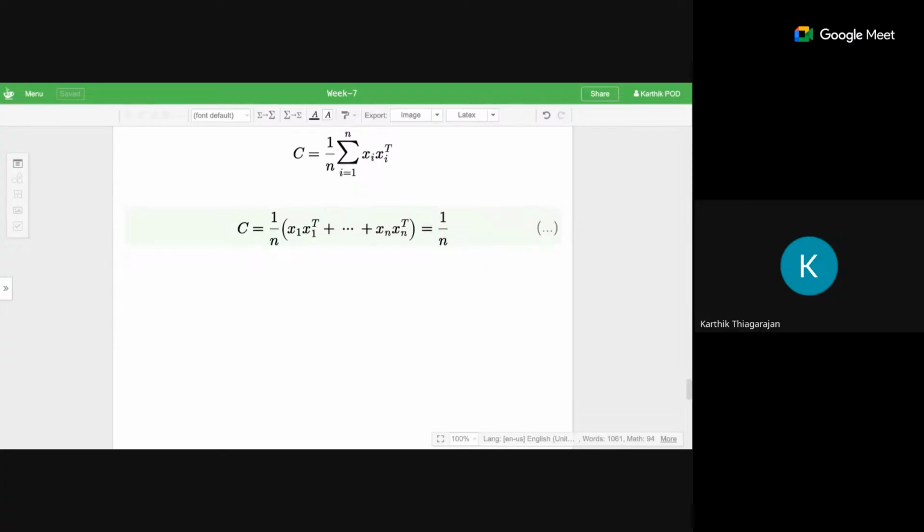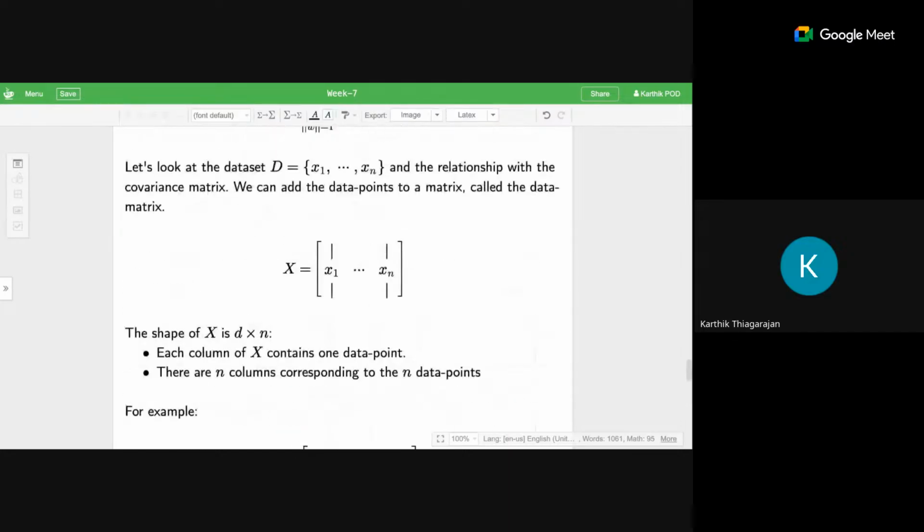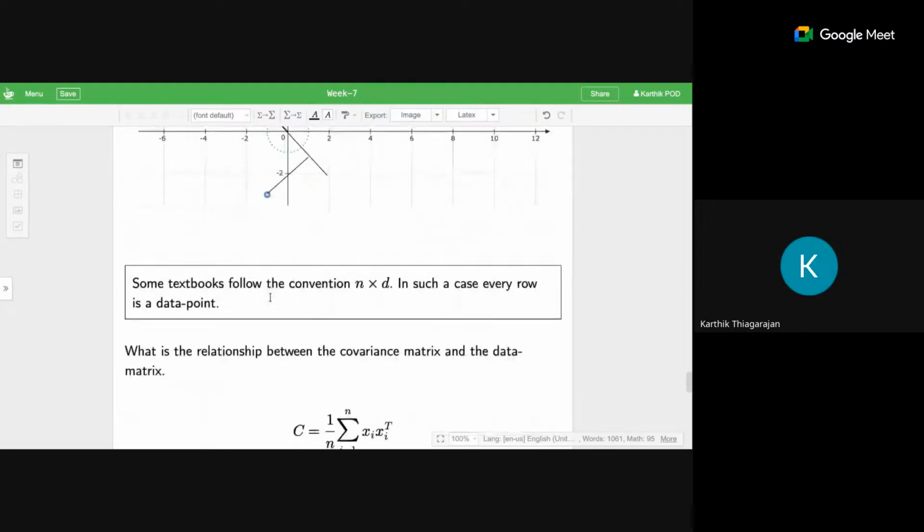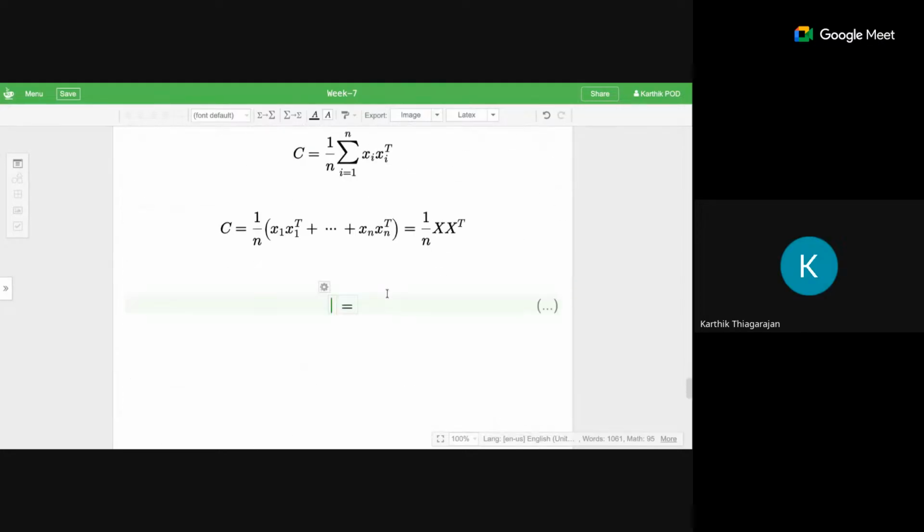Does anyone see the relationship? X into X transpose. Exactly. So if you go back to X, this is X. What is X into X transpose? Notice that X into X transpose is nothing but this is X, and X transpose will be a D cross D matrix. The same thing, but then all of this will become the rows. So this will be x1 transpose, and then many dots, xn transpose.